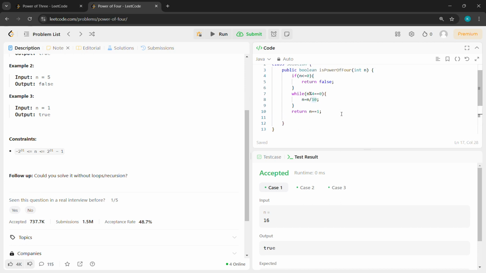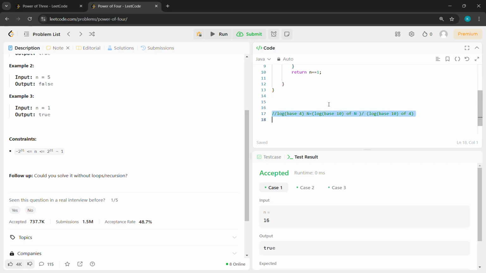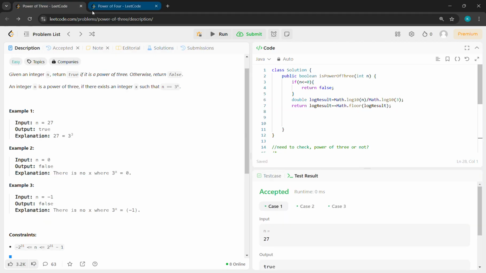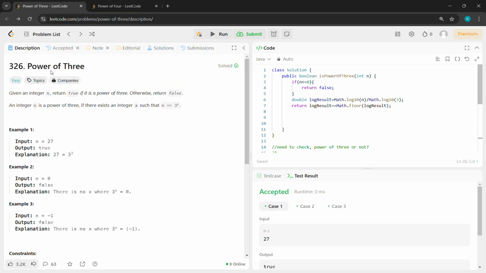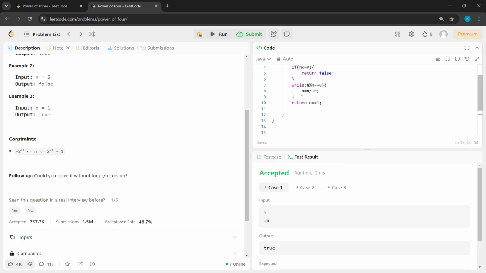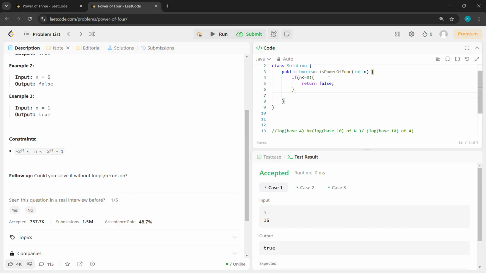Just reiterating that whatever the dry run or whatever the detailed level discussion we were supposed to do, we have already done this in the power of 3 question. That is question number 326. So if you haven't checked it out, you can go back and definitely check it. Now getting back to this question, so public boolean isPowerOfFour(int n), if n less than equals to 0. सबसे पहले क्या करना चाहिए हम लोग को? Yeah, so let's implement it.